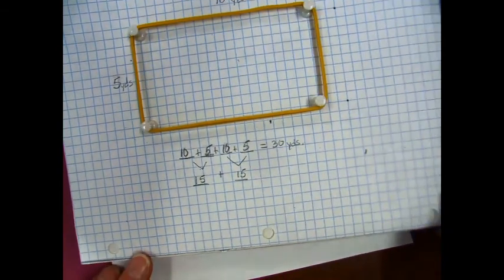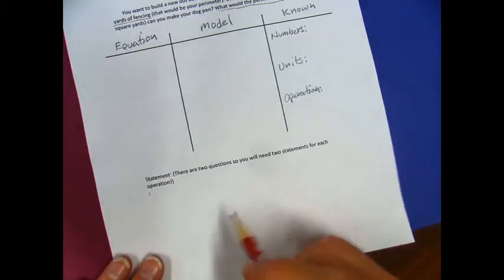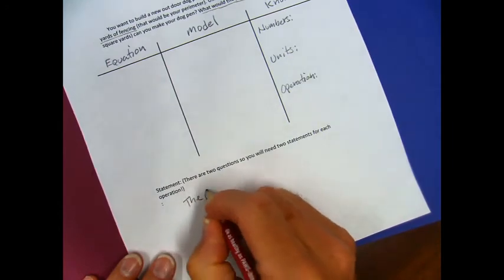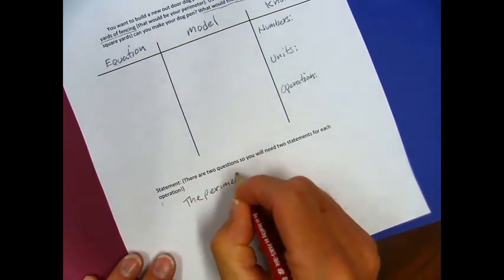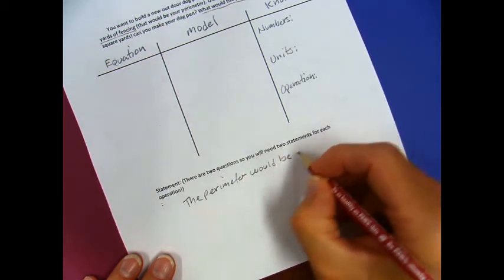So we can answer one of our questions. What would the perimeter be? The perimeter would be 30 yards. So our pen is going to have a perimeter of 30 yards.